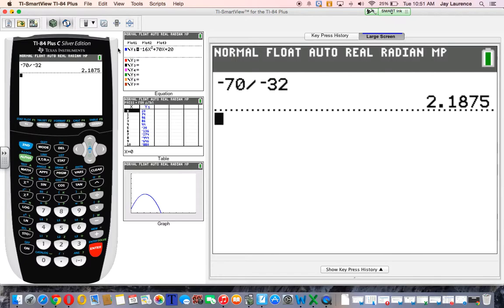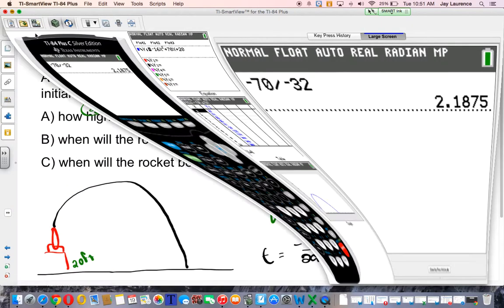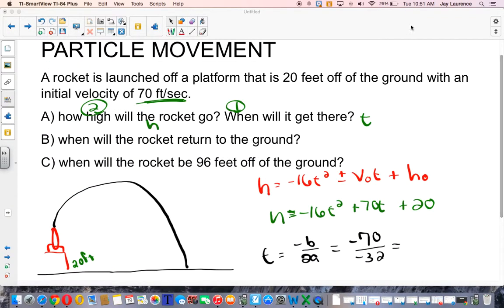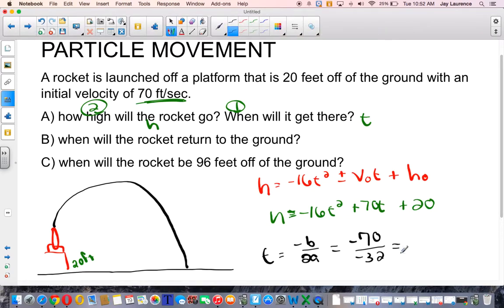Now I'm going to use that whole decimal when I do my calculations, but right here I'm going to write down 2.1875. So I've got about 2.1875 seconds. So that's how long it's going to take to get to its maximum height. So down here it's going to be, time 0 is here, and then this is going to be 2.1875 seconds. Now I'm looking for the height.